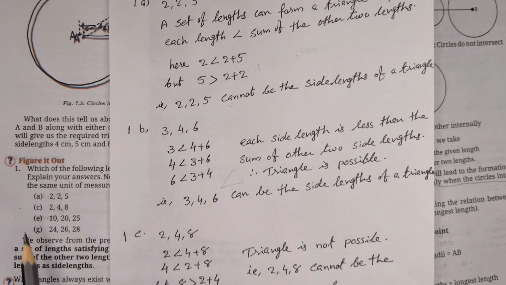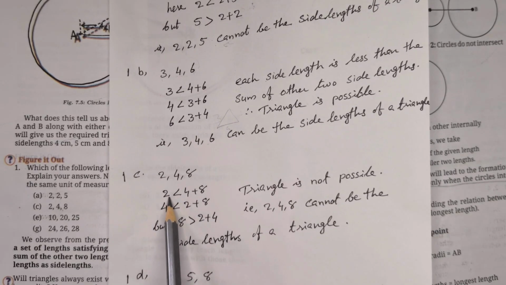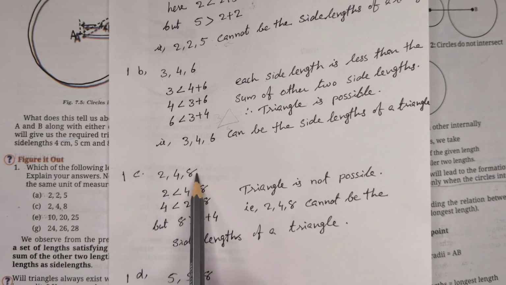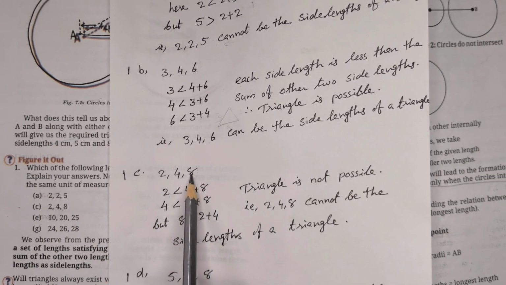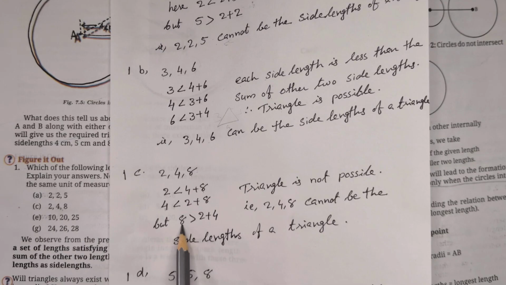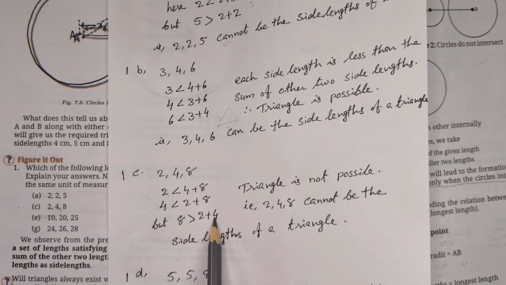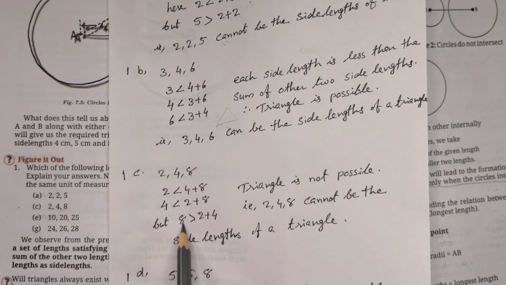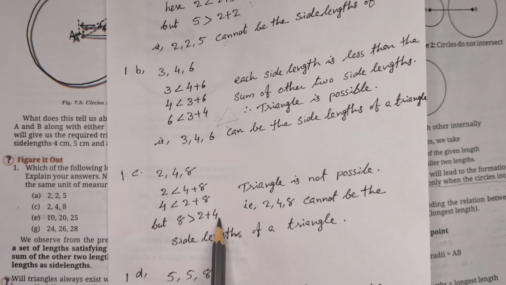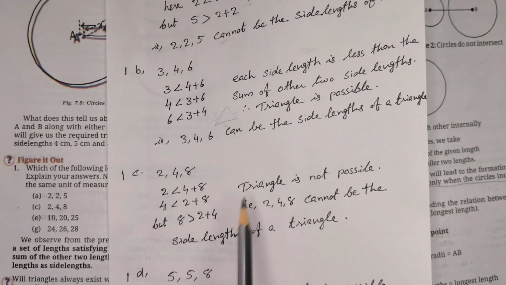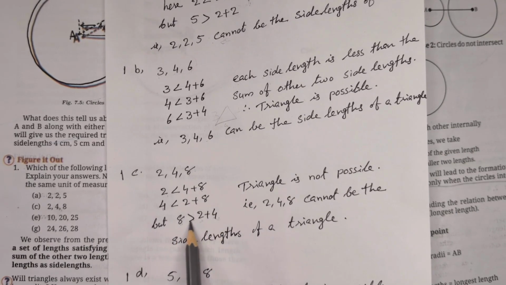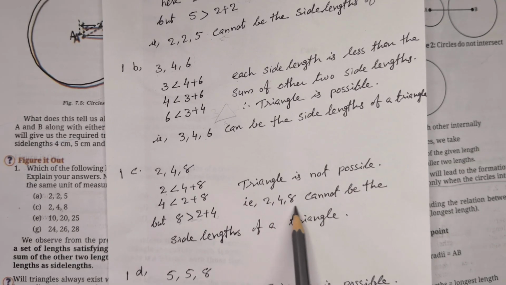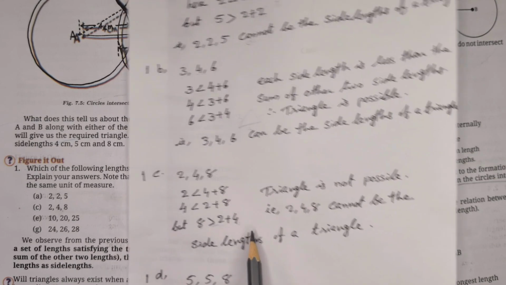Next number 2, 4, 8. First number 2, that is less than the sum of the other 2. Next number 4, that is also less than the sum of the other 2. When we are taking the bigger number 8, which is greater than the sum of the other 2. So always the direct path is supposed to be less than the roundabout path, or each side is supposed to be less than the sum of the other 2. This is not possible. So we can write triangle is not possible. Because of that itself, this cannot be the side length of the triangle.